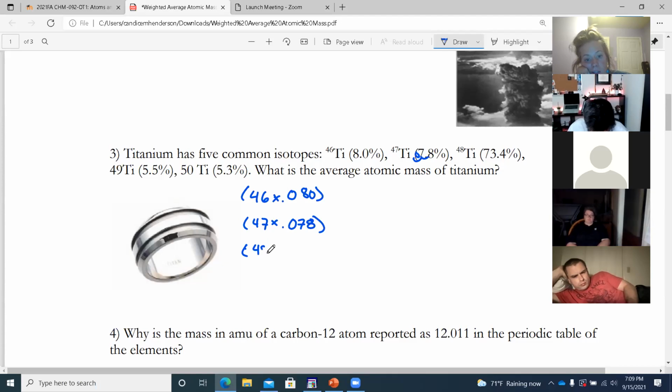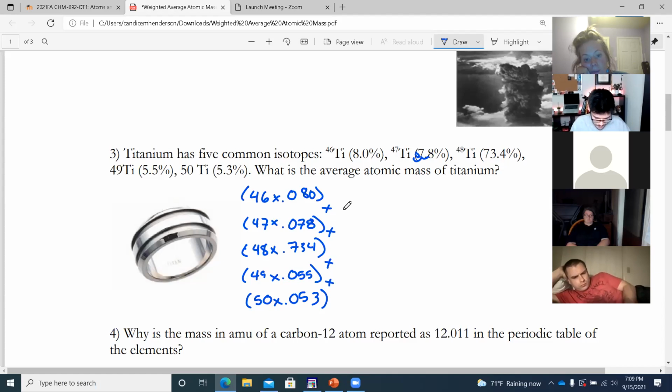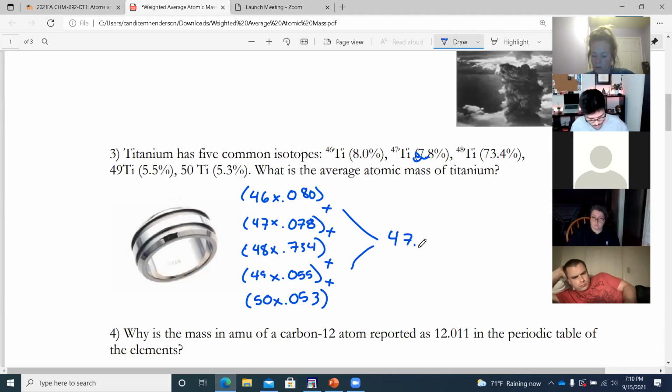The biggest percentage here, 48 times 0.734. We've got 49 times 0.055, and we've got 50 times 0.053. All right, you calculate all those and we add them all together. And we get a total value of 47.92. I got 47.92 AMU.